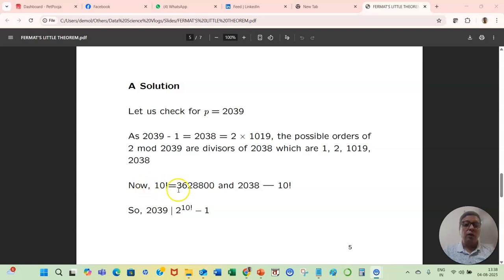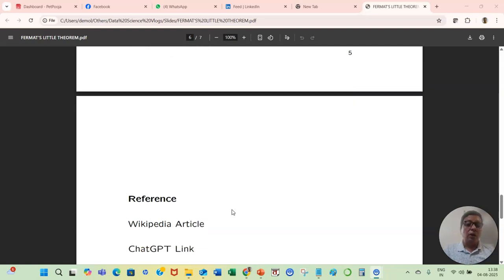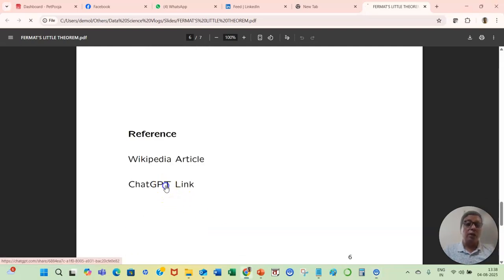Now 10 factorial equals 3628800, and 2 to the power 38 divides 10 factorial. So 2039 divides 2 to the power 10 factorial minus 1. So that is the answer, and I got this answer from ChatGPT.